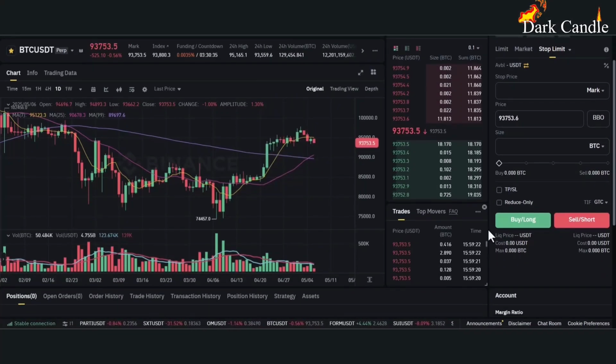And now you're all set. This is your beginner's guide to Binance Futures. It's a powerful tool to trade the markets in both directions, but with the power of futures comes risk.